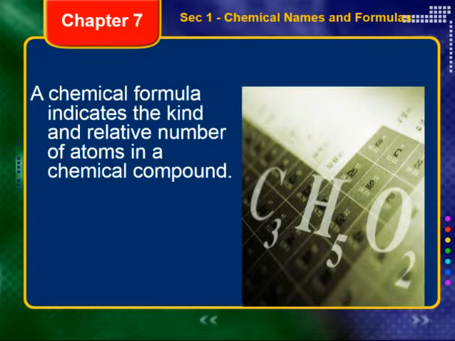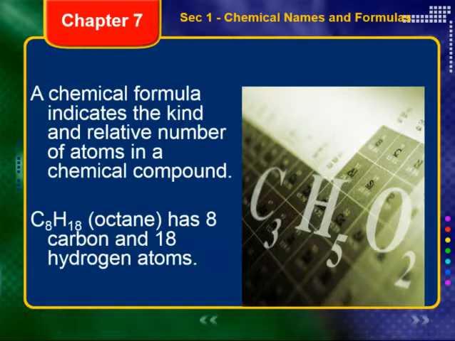Now, a chemical formula indicates the kind and relative number of atoms in a chemical compound. When you look at this sugar I have over here, we have C3H5O2. There are 3 carbons, 5 hydrogens, and 2 oxygens in this particular ratio right here. So I get the kind of atom, and I get the relative number.